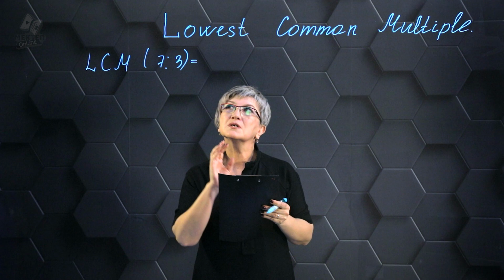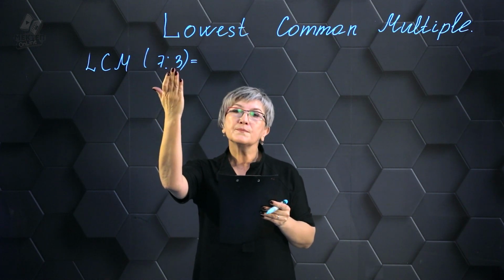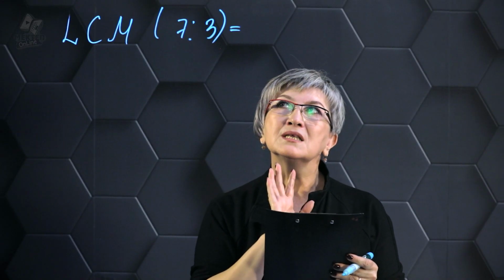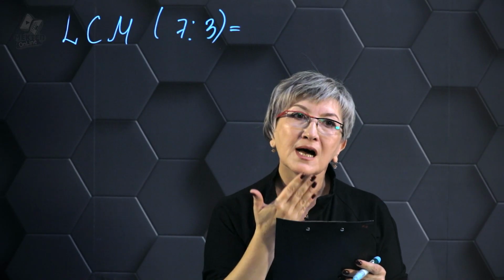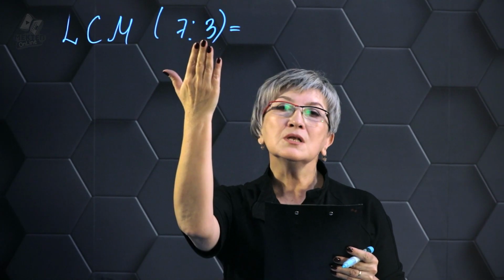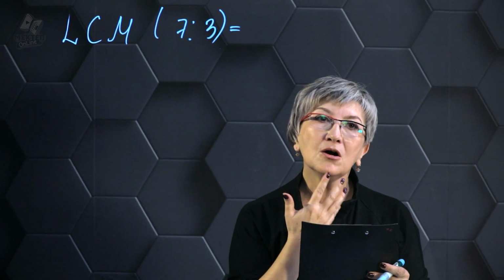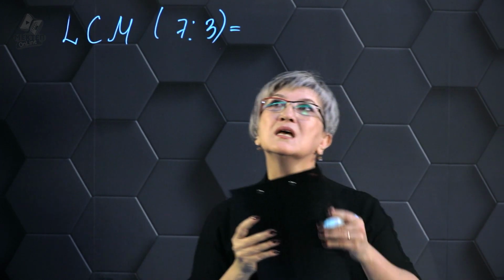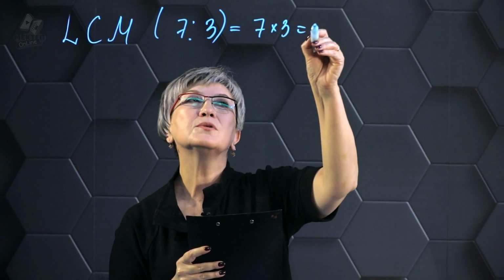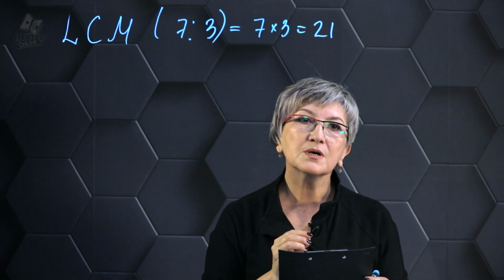So what am I attempting to convey? Which of these numbers is the greatest? 7. However, 7 is not divisible by 3, so I multiply 7 by 2, and as a result I obtain 14. But 14 also doesn't divide by 3, so I multiply 7 by 3 and then I get 21. So what did I do? I multiplied 7 by 3 and I got 21. So the least common multiple will be 21.